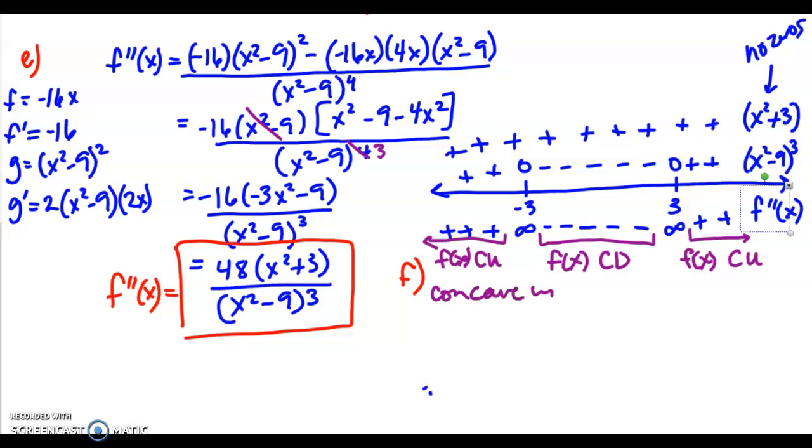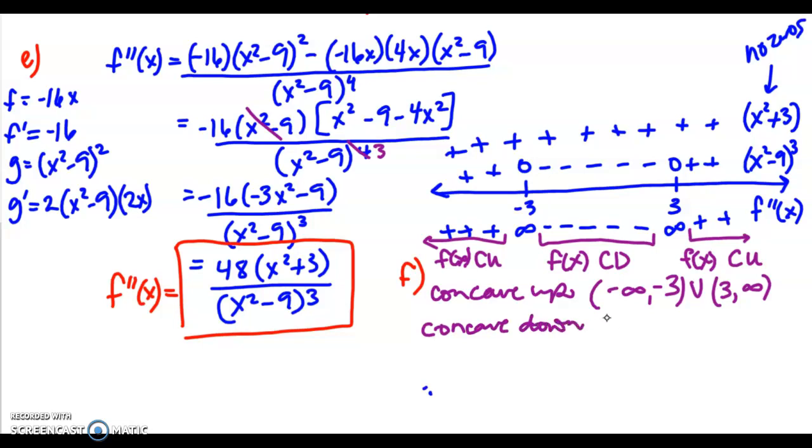Concave up is on negative infinity all the way to negative 3, or the other one, 3 all the way to positive infinity, and concave down between the two from negative 3, open interval, remember, all the way to positive 3. Excellent.